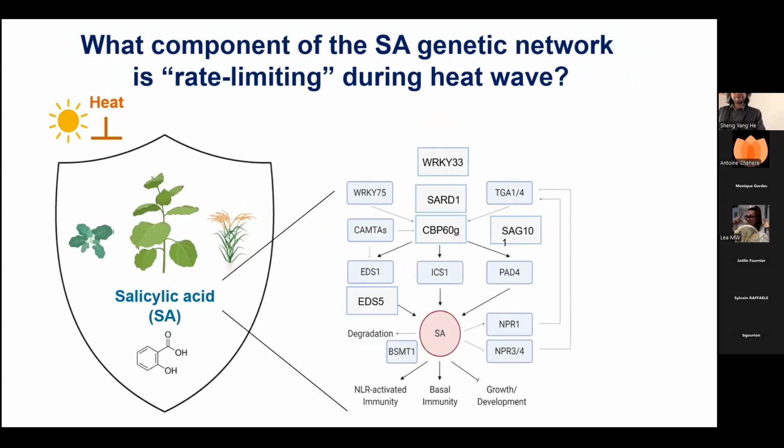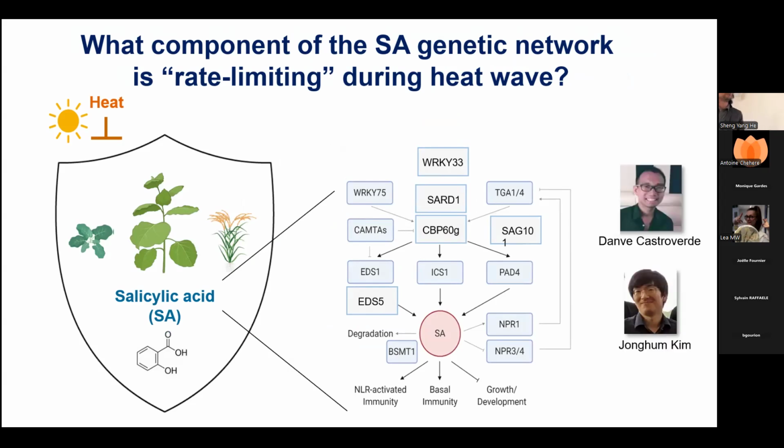So we went further to see what genes in this network, which is extensive for SA. Many people have devoted a lot of time to this, understanding how many genes are involved in SA production during pathogen infection. So you can see lots of these genes. They all impact SA accumulation, either by production or removal, okay? So it's extensive, 20 or so genes. This was work by Danwei, Castrovolti, and Jung-Hoo Kim. They also have their own labs right now, so they all moved on.